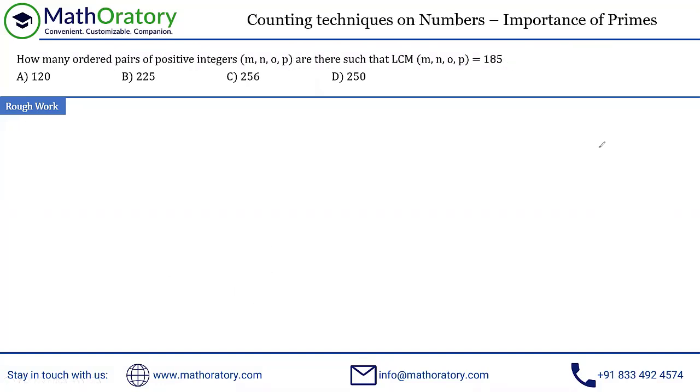This is a very interesting question. So we are looking for the number of ordered pairs of positive integers m, n, o, p. Okay, ordered. I hope you're aware of it. So if I have, forget about the constraint, if I have 1, 2, 3, 4 as a solution and 2, 1, 3, 4 as a solution.